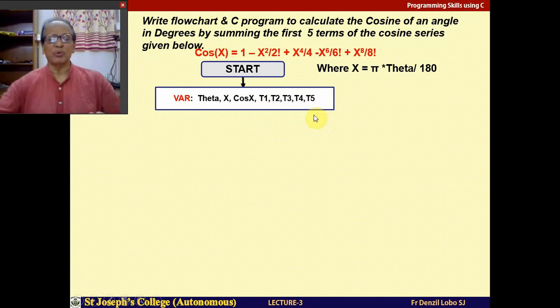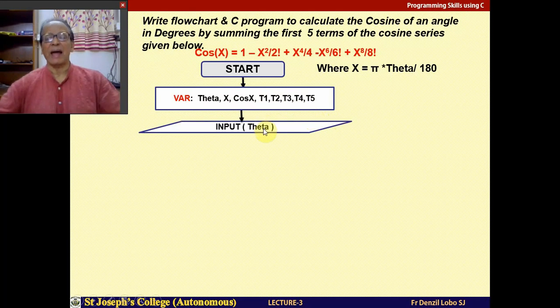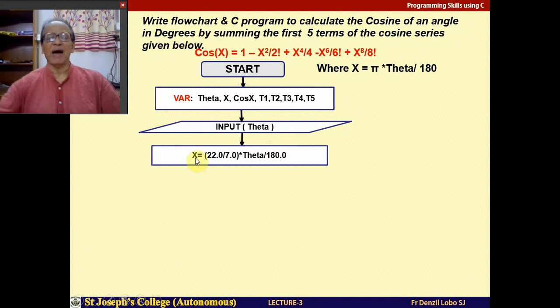So next what would you do? You are supposed to enter the theta value for the angle in degrees, maybe 0, maybe 45, maybe 90, maybe 360, maybe 180, 270, etc. That is what you are going to do. What are you going to do next? You have to convert that theta into the value of x in radians. As I said, 22.0 divided by 7.0, theta into 1 divided by 180. So theta in degrees is converted to radians because all these values are in radians.